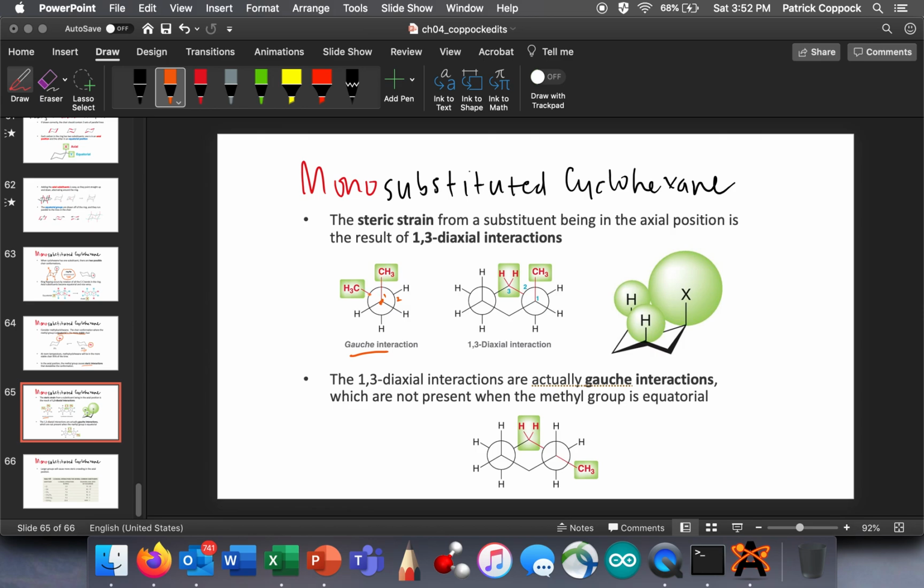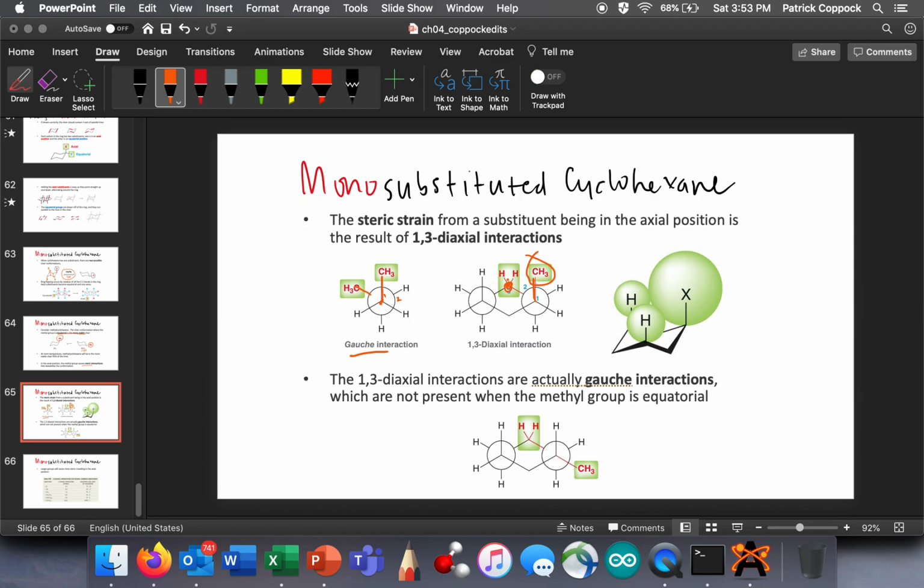And on carbon 2, there's a methyl group. On carbon 1, there's a methyl group. And these guys are 60 degrees with respect to each other. They're staggered, but they're gauche, right? They're not anti. Can you see how they're closer to each other than they might be? So that gauche interaction is what causes the steric strain when the methyl group is in the axial position, right?